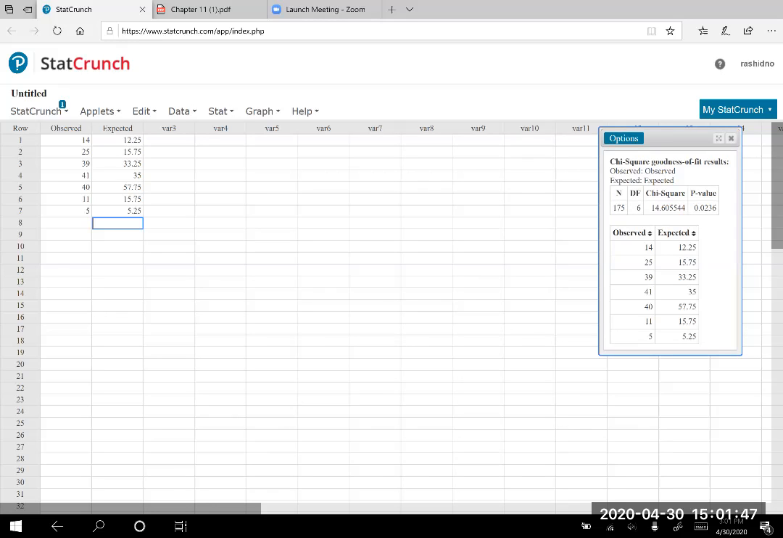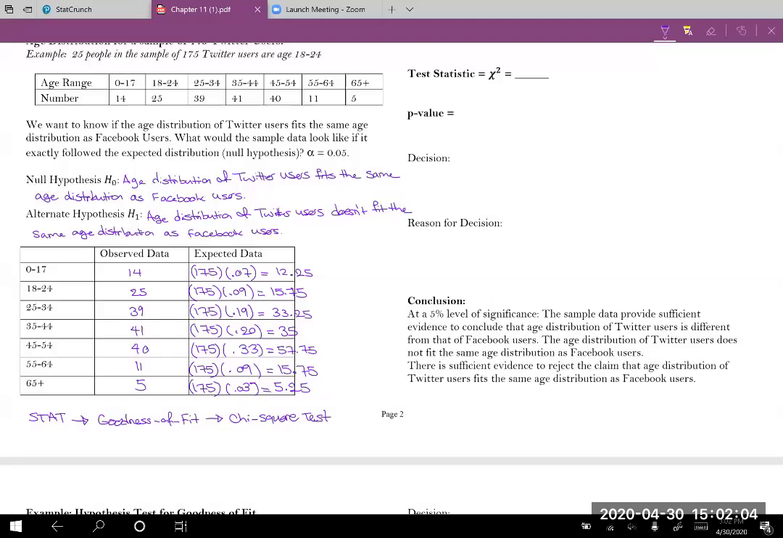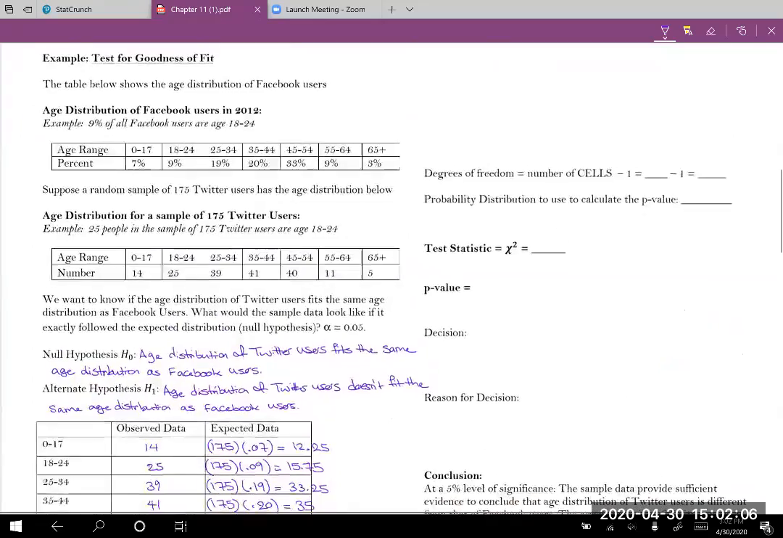So it gives me 6 degrees of freedom. So it's categories minus 1. There's the chi-square value, which is 14.6055. And it also gives you the p-value, which is 0.0236. Okay, so let's go back and write down what we got.